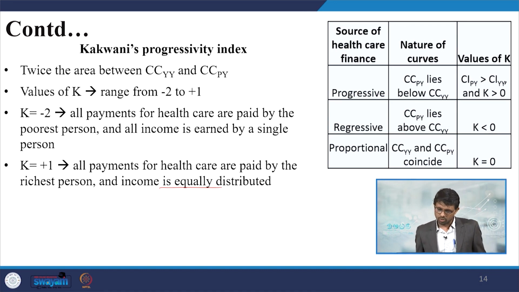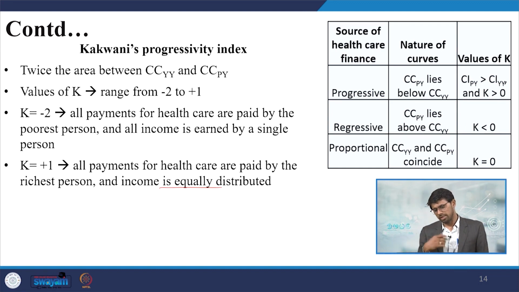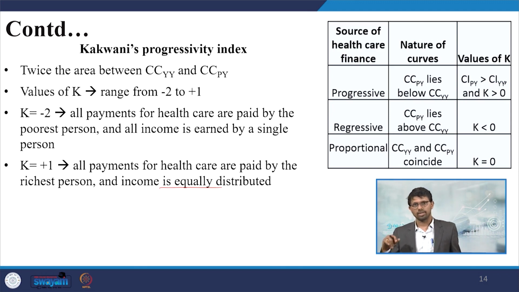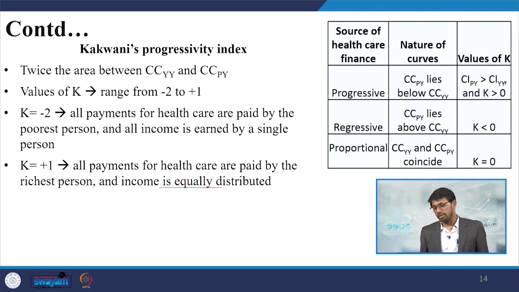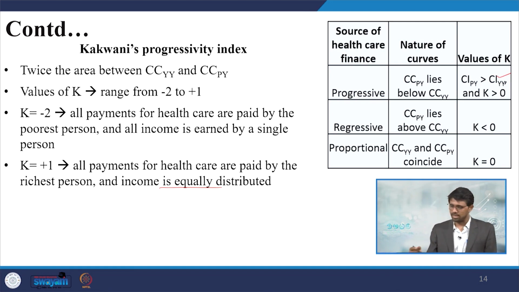So, far as sources of healthcare financing are concerned, it will be either progressive or regressive. In the progressive case, the nature of the curve, as we have already mentioned, is that the CPY lies below that of the CYY, and in that case Kakwani's K index value will be higher, as CI of PY should be greater than that of CI of YY. Hence, K should be positive. In the regressive case, just the reverse is noted.